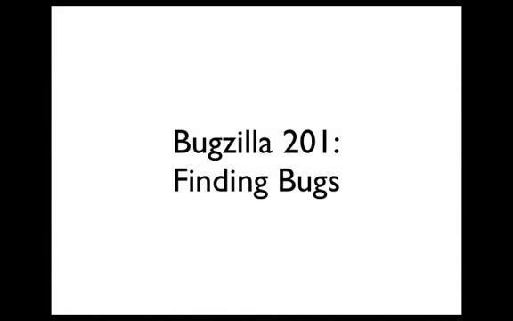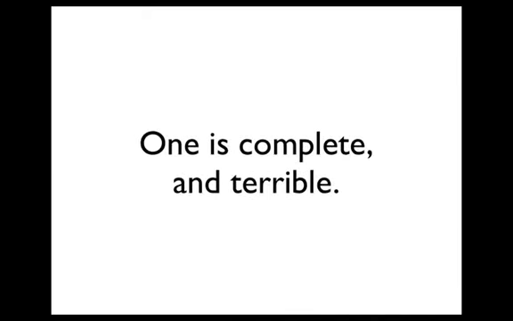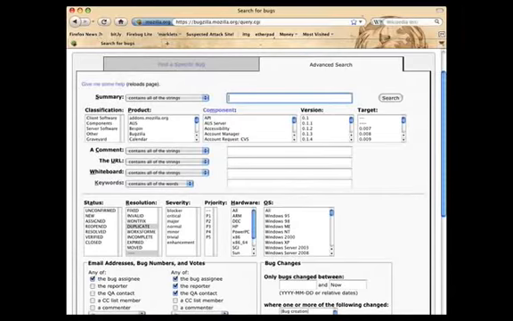Finding bugs. Okay, now we're getting into more exciting stuff. There are 2 or 3 different search interfaces in Bugzilla, because of course there would be. One is complete and terrible. It looks like this. It lets you specify every field and every parameter, and there are Boolean charts down off the screen that you can't even see. If you need to be able to specify with this level of precision exactly the bug you want to find, this is the tool for you. It's just terribly complicated, and for 99% of searches, you don't need it.